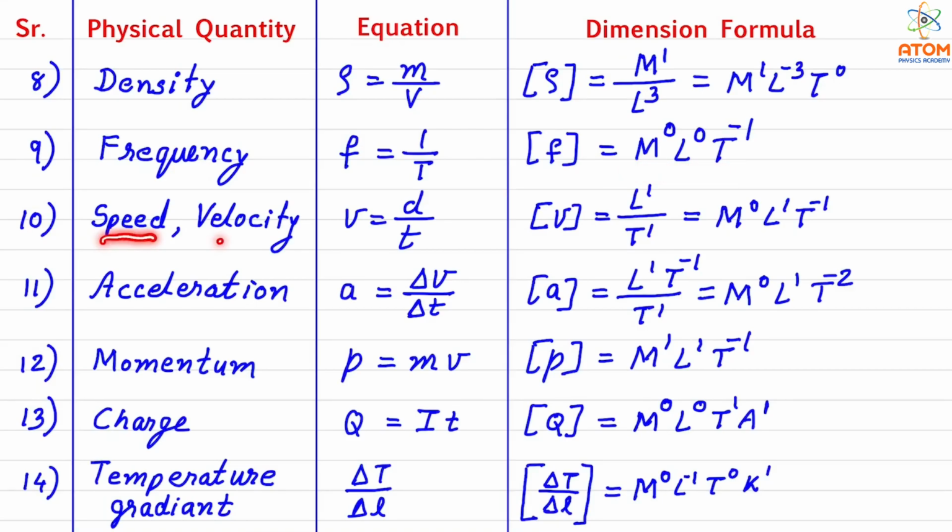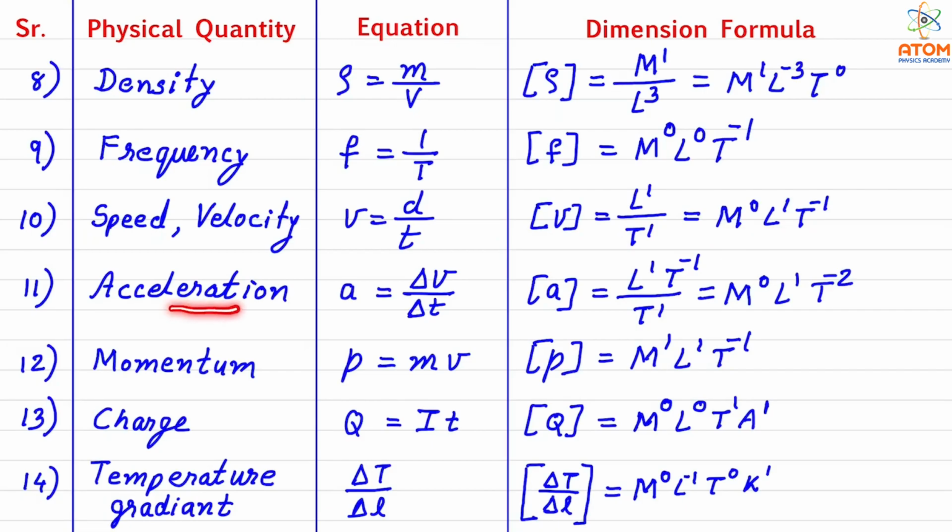For speed and velocity, the equations are the same. It is v equal to d upon t. Velocity is equal to displacement upon time and speed is equal to distance upon time. For distance, we'll put l1, for time obviously t1, so it is m0 l1 t minus 1.